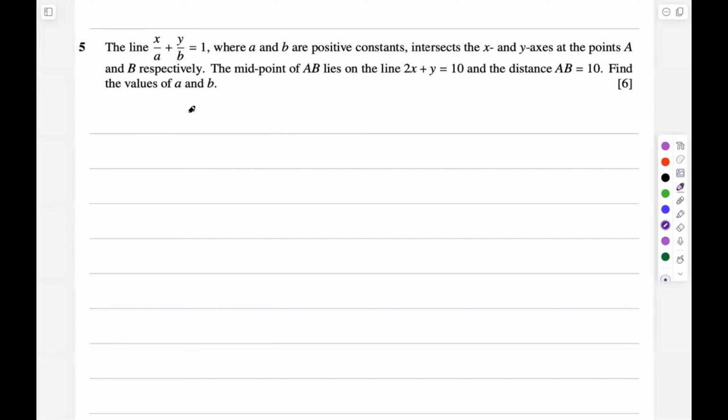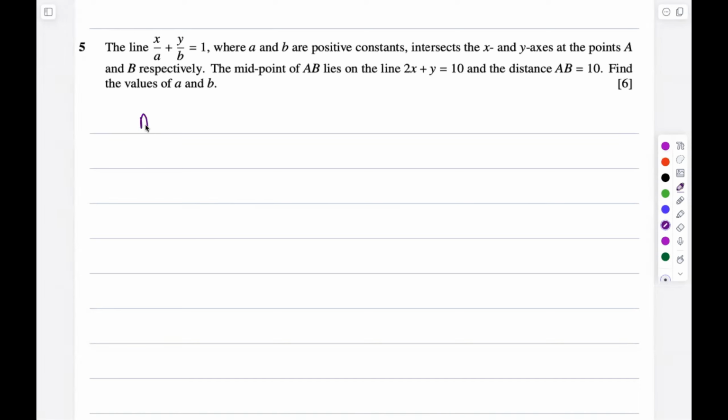In question 5, the line x upon a plus y upon b equals 1, where a and b are constants, intersects the x-axis and y-axis at points A and B. The midpoint of AB lies on the line 2x plus y equals 10, and the distance AB is equal to 10. We have to find the values of a and b.